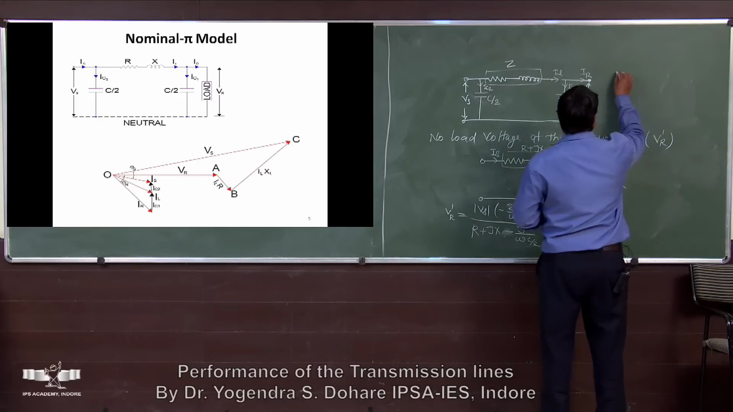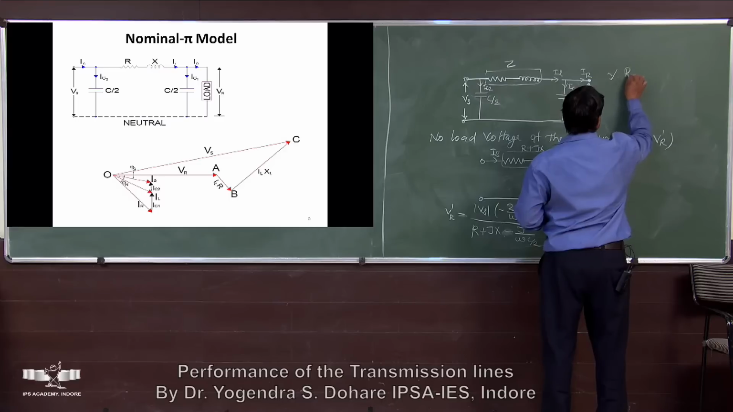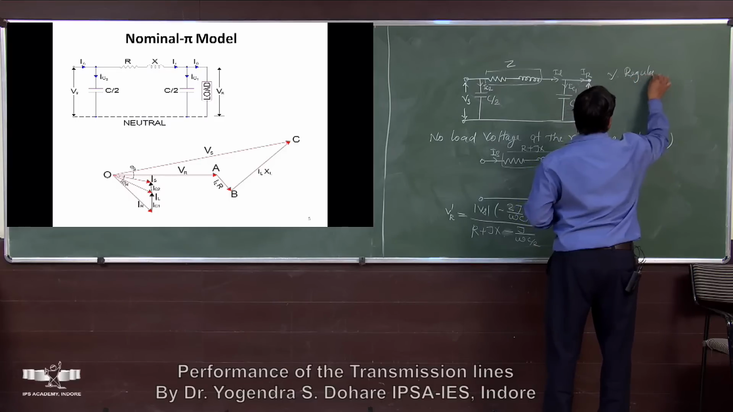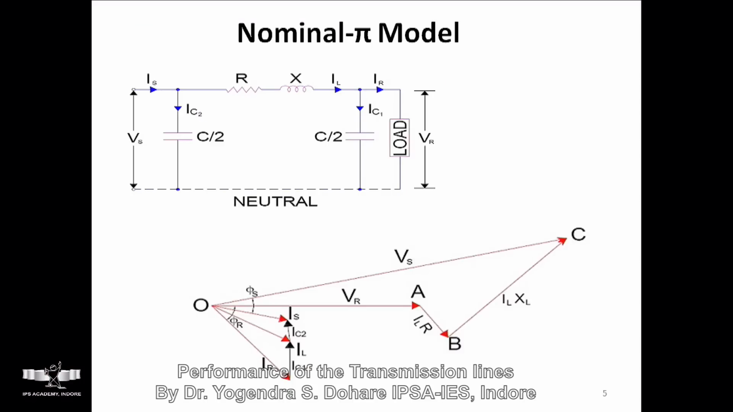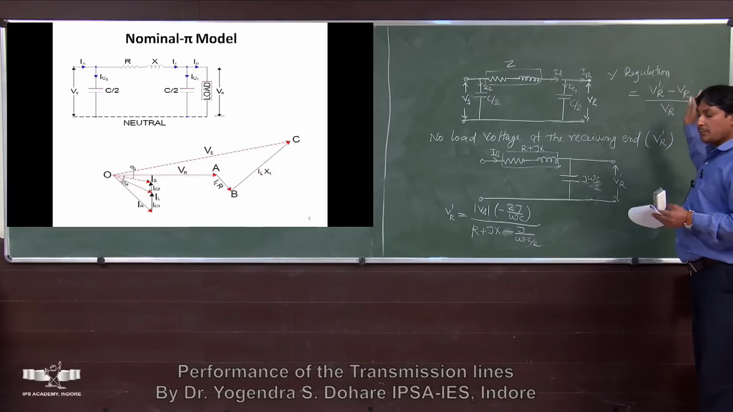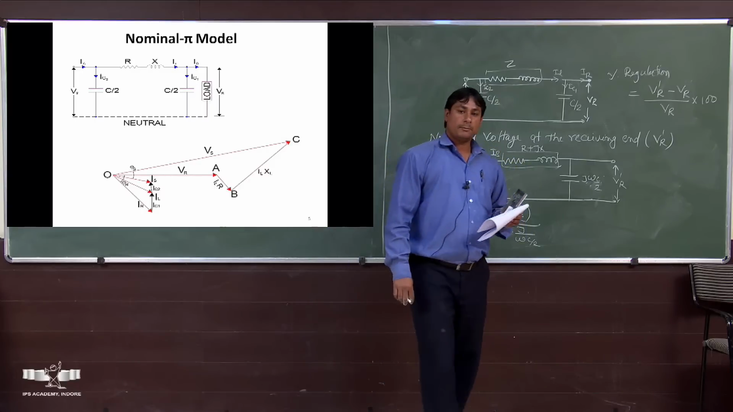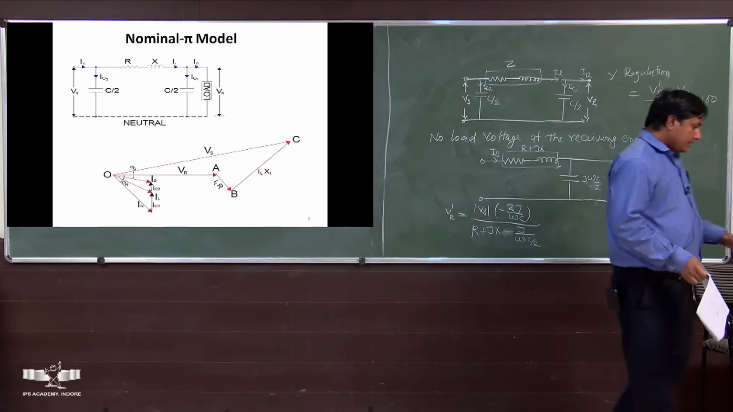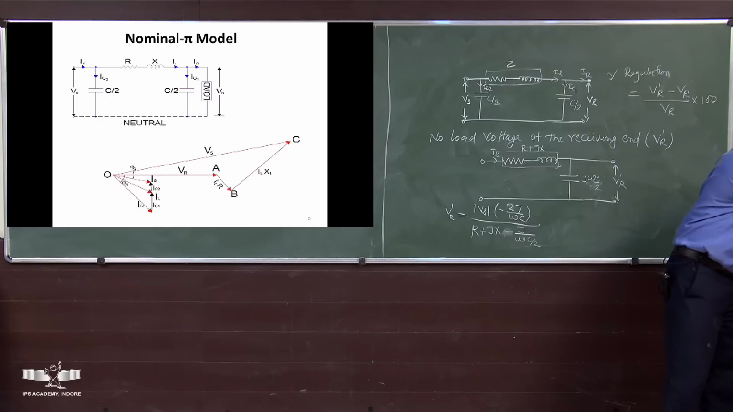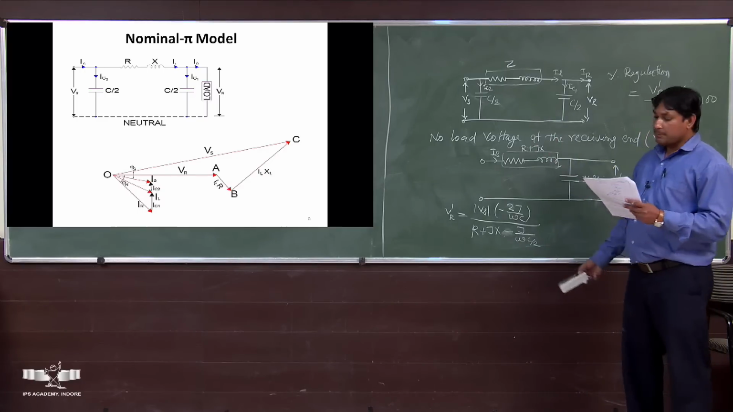So we write the percentage of voltage regulation equal to no load voltage minus receiving end voltage, divided by receiving end voltage, into 100. We substitute the value of no load voltage and receiving end voltage, and finally we calculate the percentage of voltage regulation. So this is the voltage regulation we get by the nominal pi method.